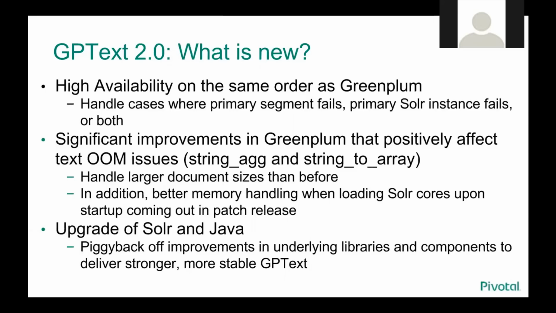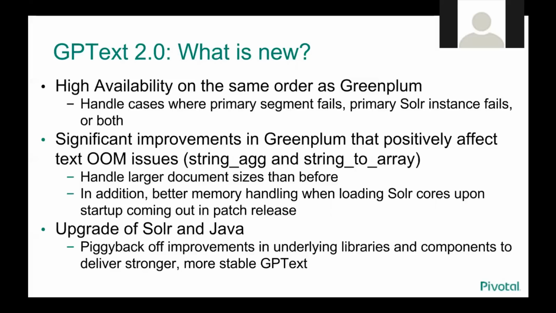So what's new in GPText 2.0? We have a couple of major highlights. Most of all is high availability on the same order as Greenplum. So we can handle cases where the primary segment fails, where the primary Solr instance fails, or even both. We wanted to make sure that GPText was fully operational given any sort of downtime, especially in these business critical applications. So in case an instance did go down, you would still be able to index your data. You would still be able to search through your data and be fully operational even in the most critical environments.